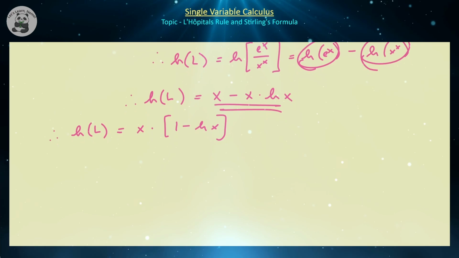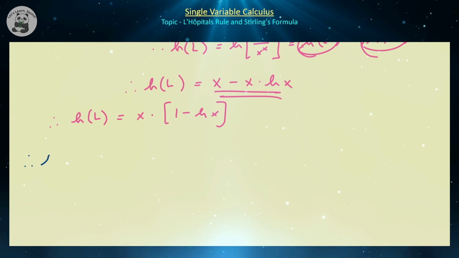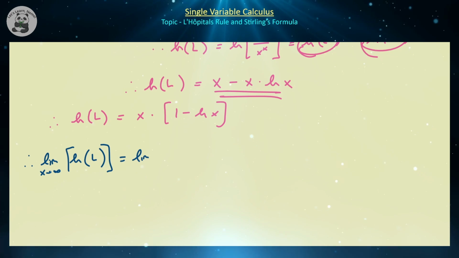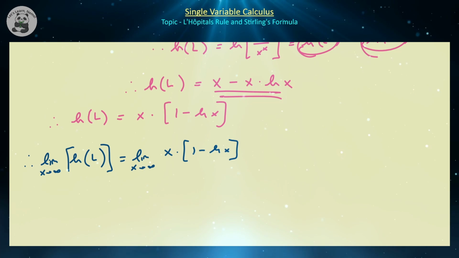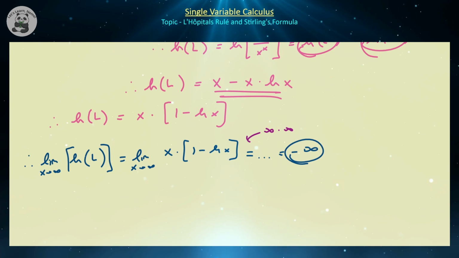So if we take the limit as x goes to infinity of the natural log of L, which is in some sense a function of x, that's just going to be equal to the limit as x goes to infinity of x times (1 minus the natural log of x). And I invite you to check this, because obviously x is going to be infinity, and the natural log of infinity is going to be infinity, and 1 minus infinity is also minus infinity. So that's going to be an infinity times infinity type limit, but one can show using algebraic manipulations that this is actually going to come out to minus infinity, right?